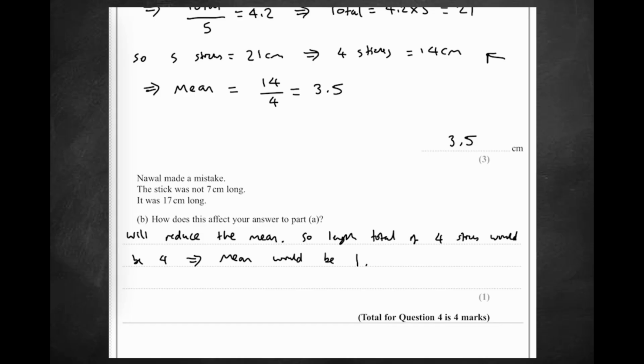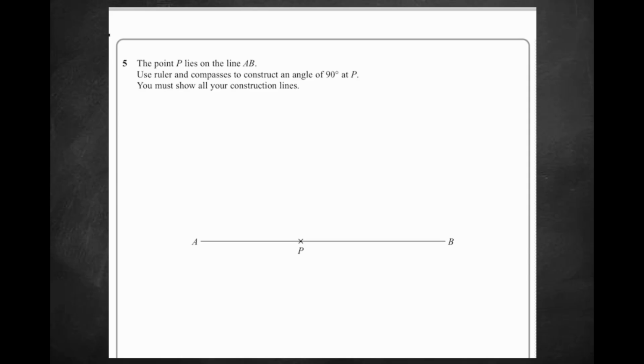And it's only a 1-mark question, so that's sort of all they're after for that. So question number 5. The point P lies on the line AB. Use ruler and compasses to construct an angle of 90 degrees at P. You must show all your construction lines.